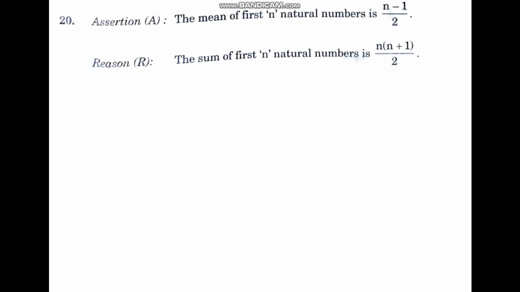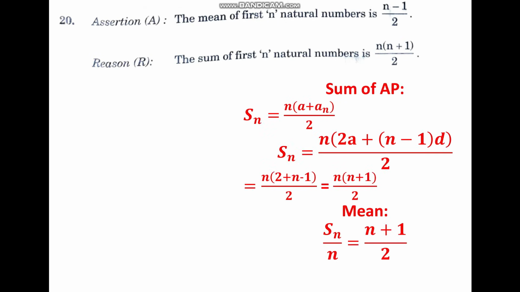Next, the assertion says the mean of the first n natural numbers is (n minus 1) by 2. The sum of n terms of an AP, Sn, is given by n by 2 times (2a plus (n minus 1) into d). We know that the first term a is 1, and the difference between each number is also 1. After substituting, we get the sum of the natural numbers as n into (n plus 1) by 2.